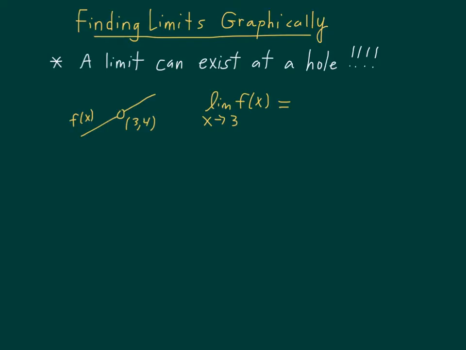Okay, let's talk about finding limits graphically. So in these types of problems, you're given some sort of a graph and you're asked to find the limit. Now first and foremost, understand that a limit can exist at a hole. So if we see a little portion here of a function f of x and we have this hole at the point (3, 4) and we wish to find the limit of the function as x approaches 3, well, as we approach 3 from each side, as we get closer and closer, we see that the value is 4.